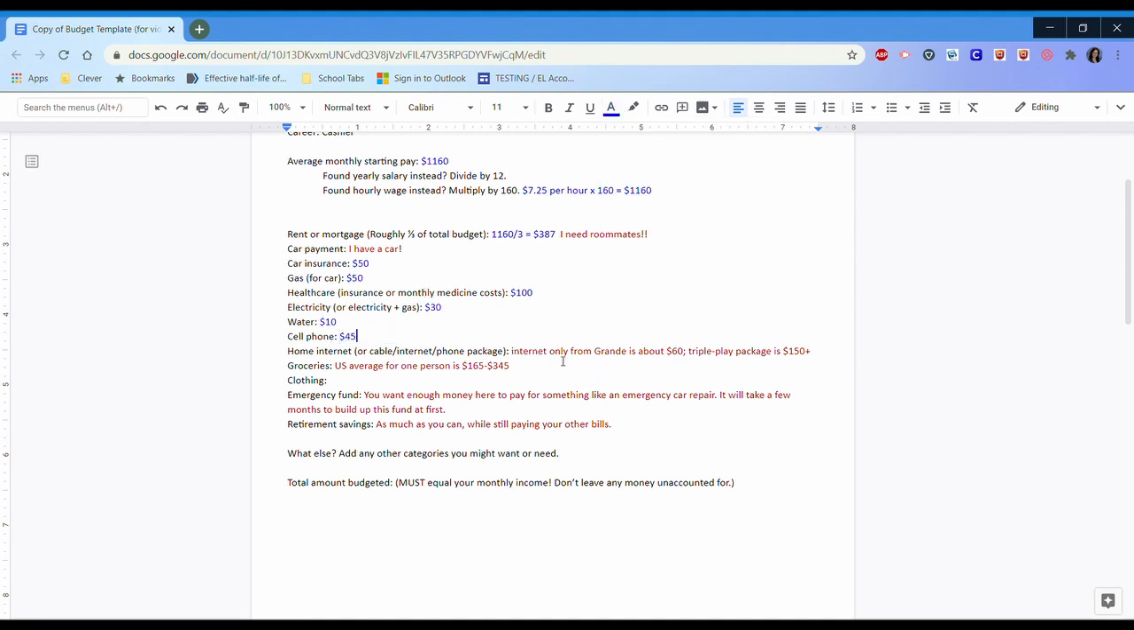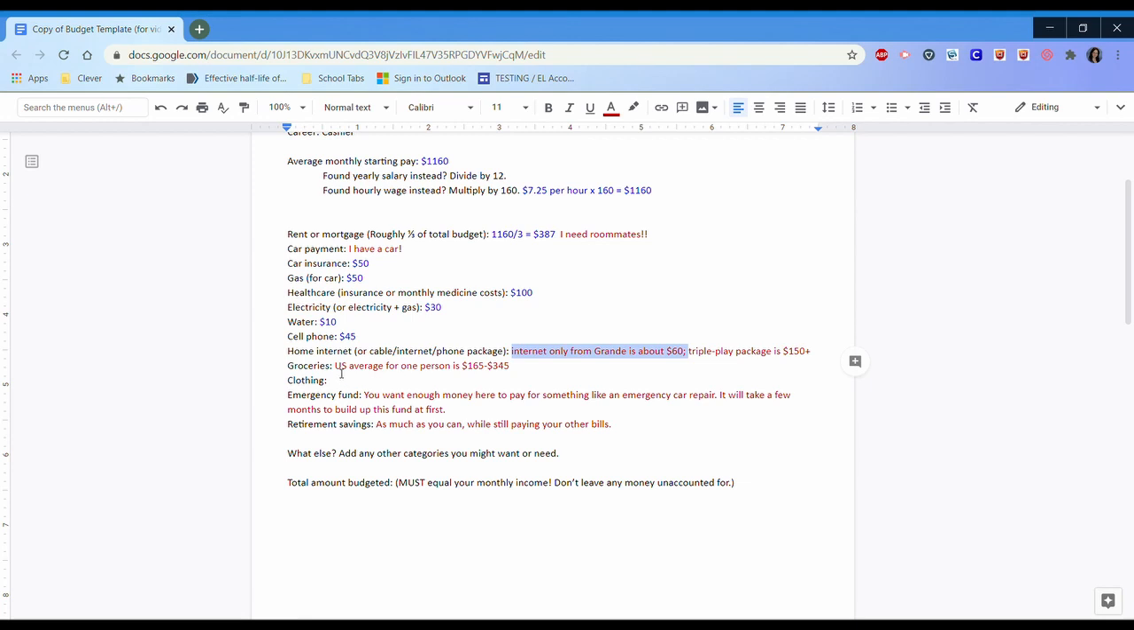Home internet, cable, etc. We've got some prices here for you. Internet only from Grande is about $60. I think it's like $57, something like that. A triple play package with all three is $150 plus, depending what you chose. It can get pretty expensive. You are splitting this up with roommates, whereas your cell phone you probably are not. So, you know what, let's come back to that. We may run out of money. Let's hold off on that.